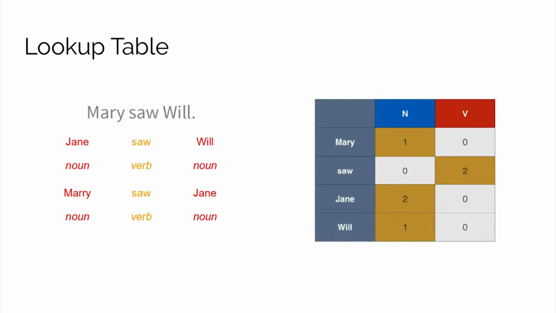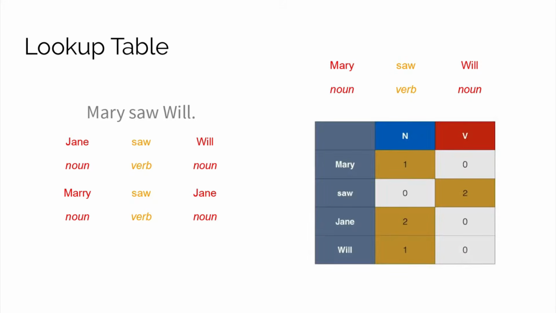And saw occurred twice, each and every time it was a verb. Jane occurred twice, each and every time it was a noun. And Will occurred once, and it was a noun as well. So looking at the lookup table, now we can find for each and every word the most common occurring part of speech. So first we go for Mary. Mary almost each and every time, so most commonly, occurs as a noun. So we'll say that Mary is a noun.